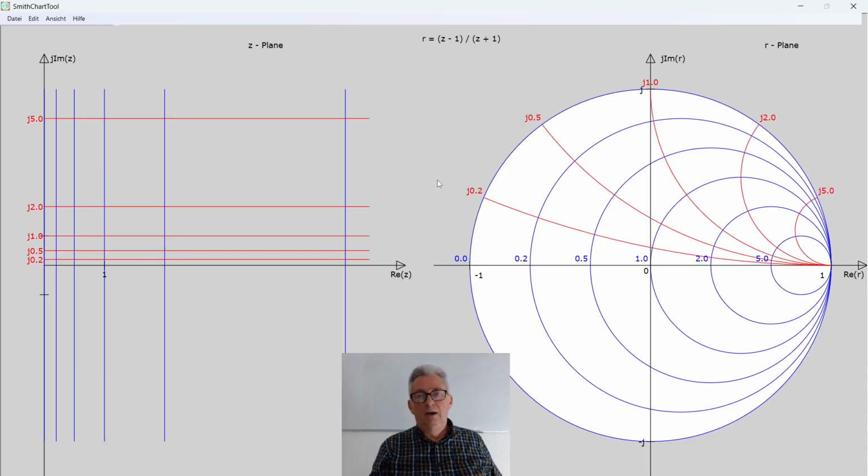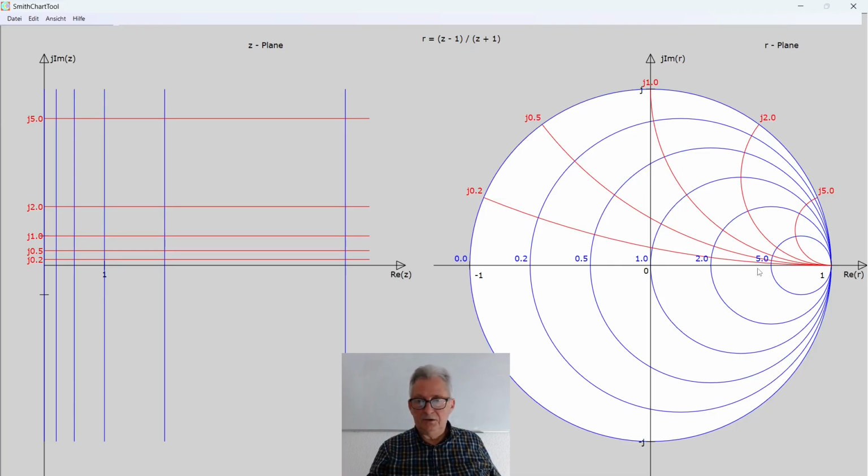I did this now in one step. So we have here all impedances with an imaginary part of j0.2, j0.5, and so on. And these coordinate lines of the Z plane are now also mapped into the gamma plane. And what you see now is the structure of the Smith chart.